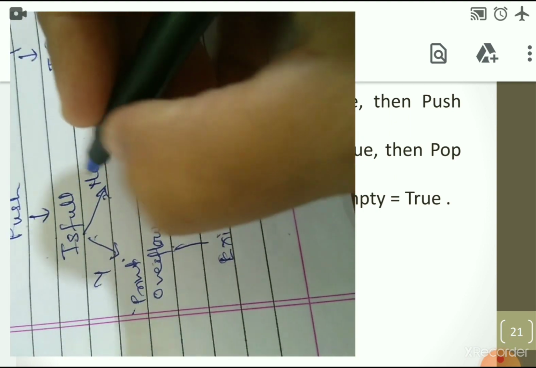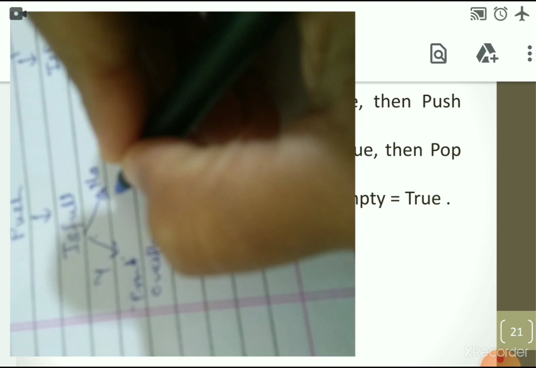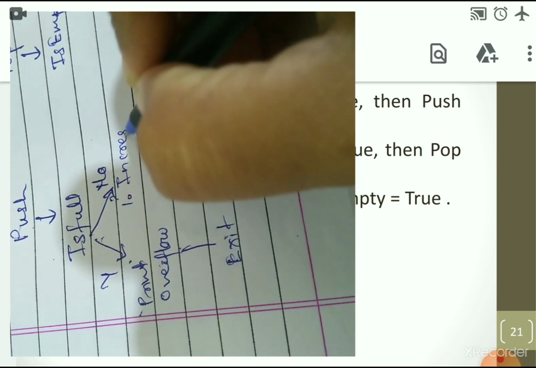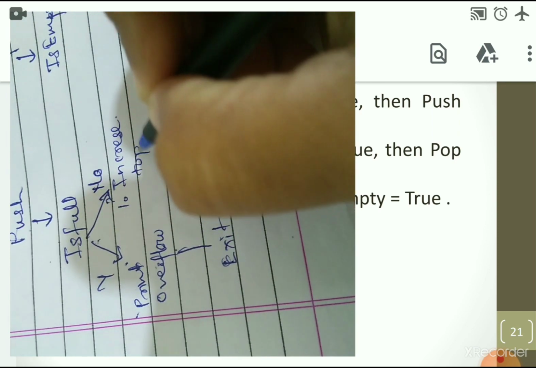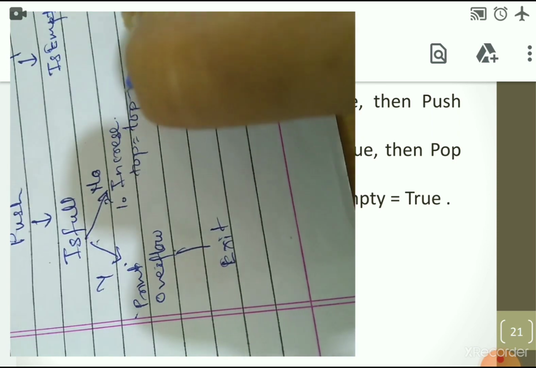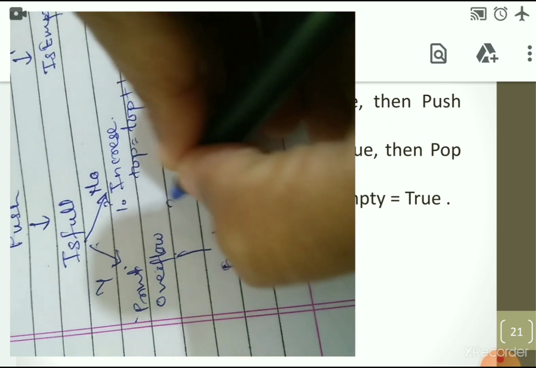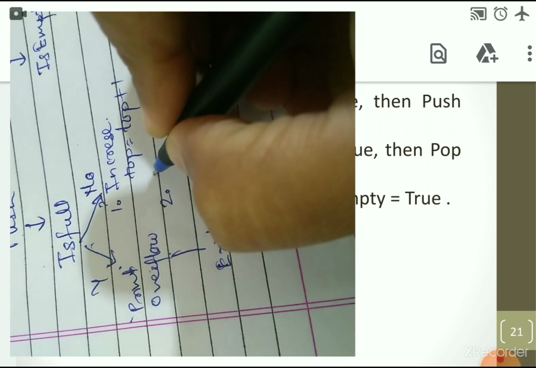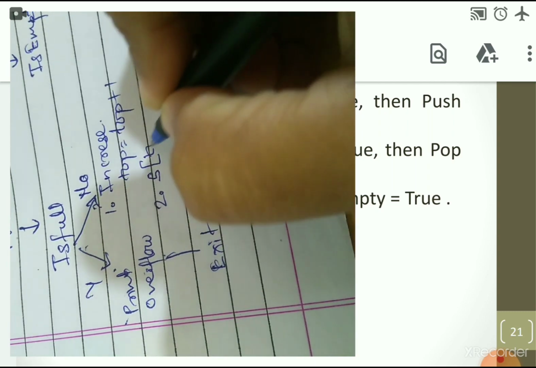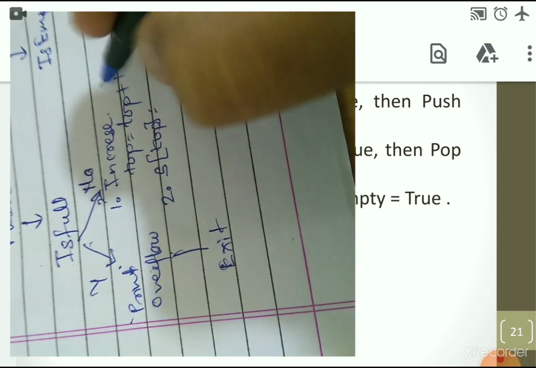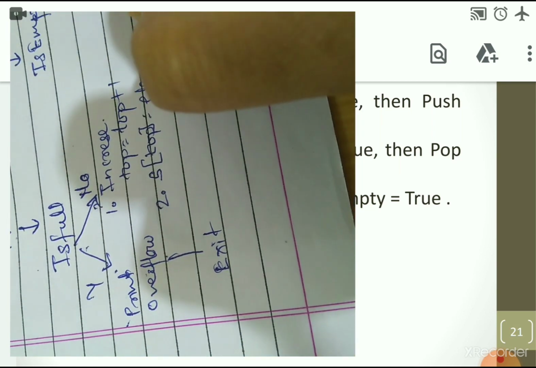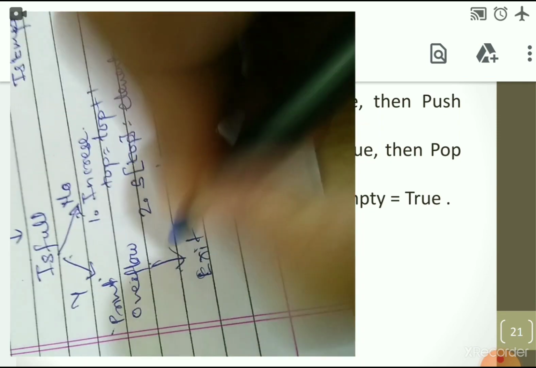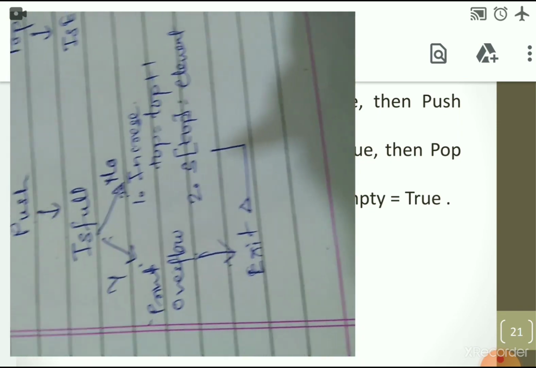To insert an element, what steps do you have to perform? First we have to increase the top by 1, that means top equal to top plus 1. And then secondly, the element goes at the top of the stack. So S of top or A of top, you can use anything, is equal to the element which we want to insert. After that we go to the exit. This is the simple procedure for the push operation.